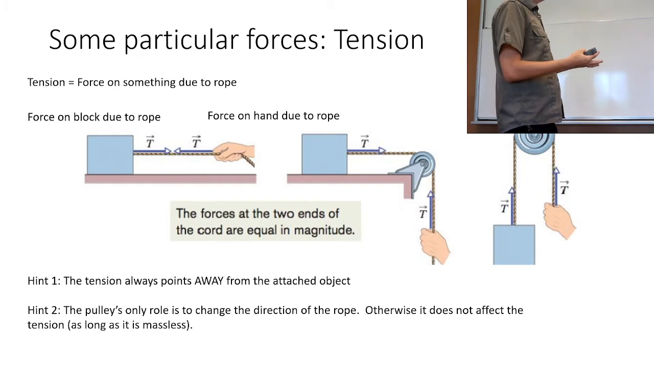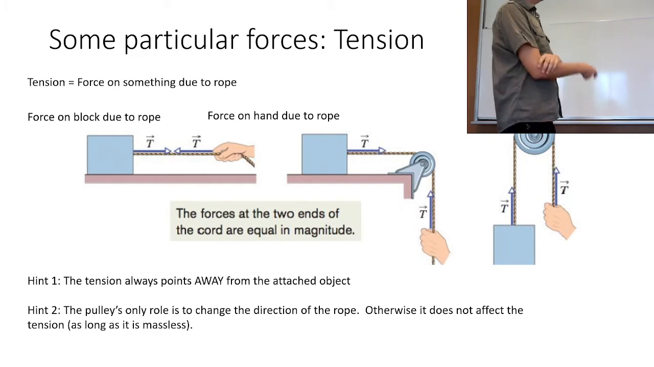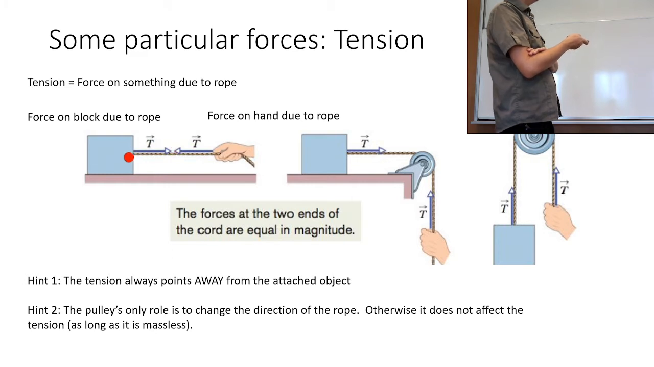So tension is the force due to this kind of pulling, and there's actually going to be two forces involved: the tension of the rope on the block if it's attached to something like this.